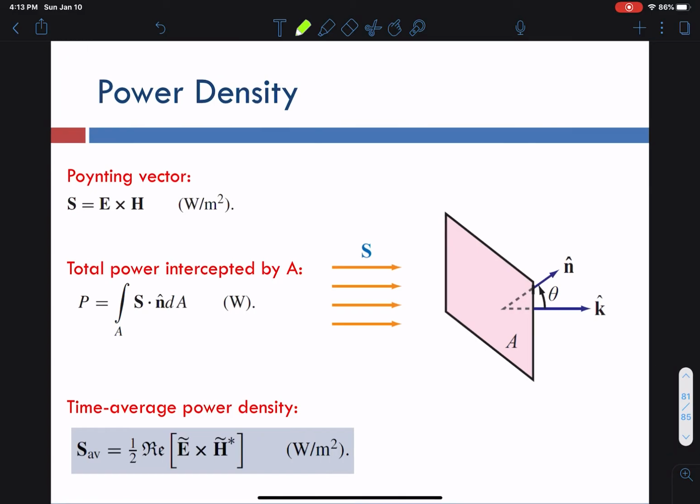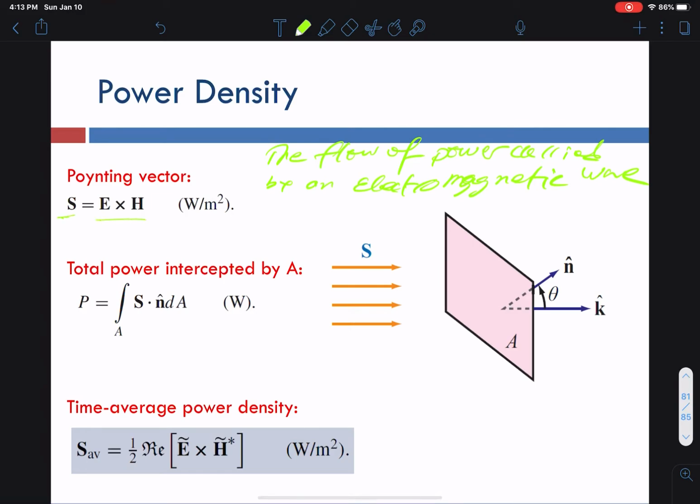Now, the second thing is the power density. What is the power density? Your signal carries power, right? So this will tell you the flow of power carried by an electromagnetic wave. How much power is your wave carrying? That's the power density. So power density S is given by E times H.